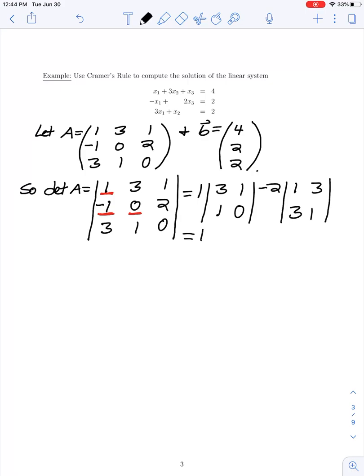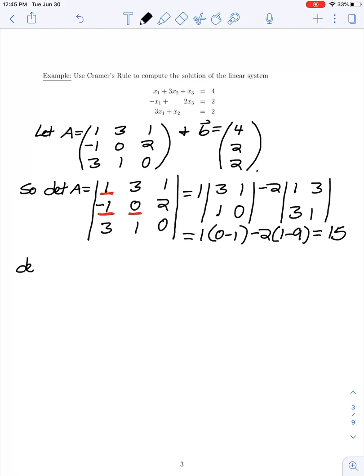So this leaves us with 1 times 0 minus 1, -2 times 1 minus 9. So we have -1, then our -2 times a -8 would be 16. So 16 minus 1 leaves us with 15.